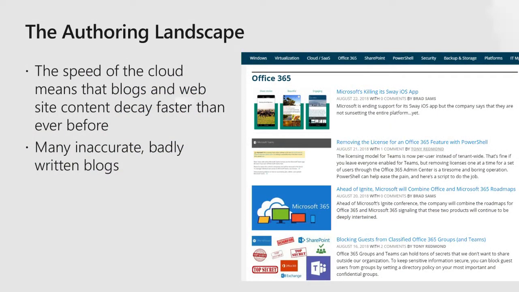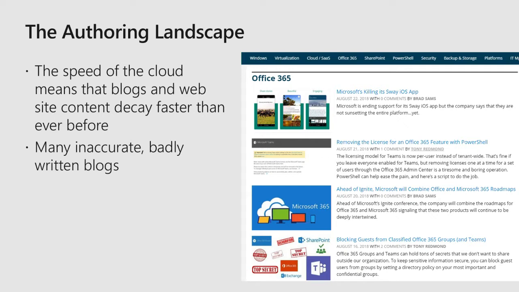Let's talk about the authoring landscape. You may have noticed that things happen a little bit quicker now than they used to. There used to be a stage way back where a new product would come out once a year. You could rely on it coming out once a year. You could rely on the documentation being valid for a year or more. Well, that doesn't happen anymore, and it's really difficult.